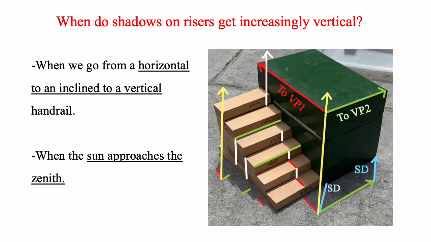Light rays from each end of this horizontal pole indicate that most of these shadows on the stairs are cast by that pole. So why are the shadows on the risers nearly vertical? They're supposed to be diagonal. Well, that's because the sun is nearly overhead. So there are two factors that cause shadows on risers to approach the vertical. The first one we talked about in the last slide, going from a horizontal to an incline to a vertical handrail. The other is illustrated here, which is as the sun approaches the zenith, or nearly overhead, the shadows on the risers become more vertical.